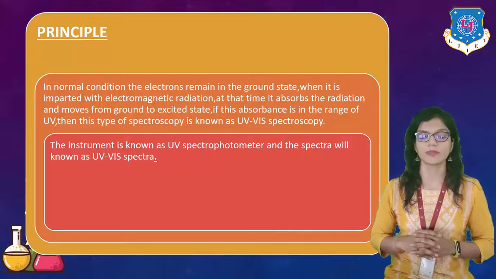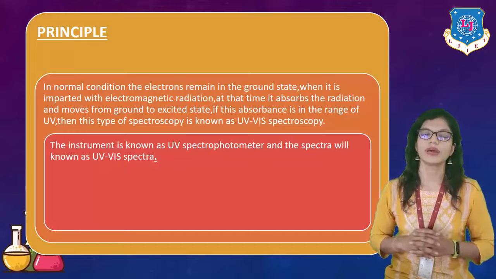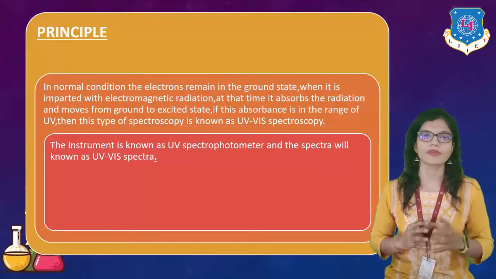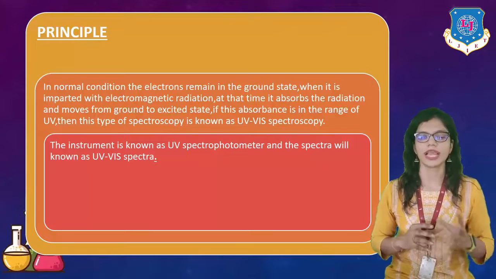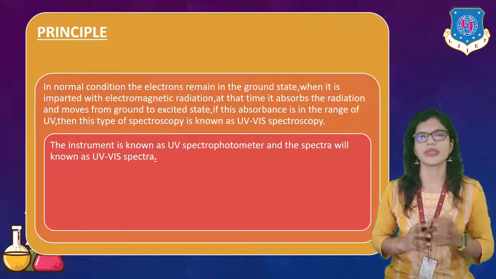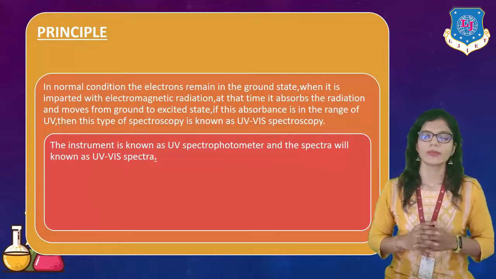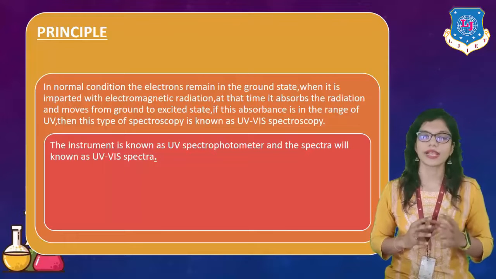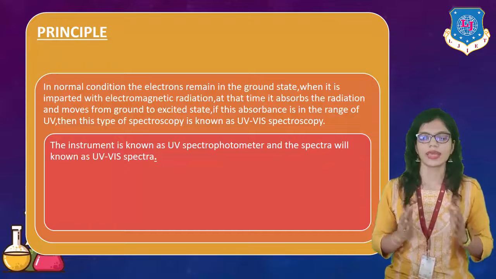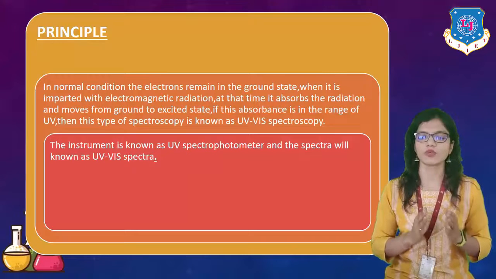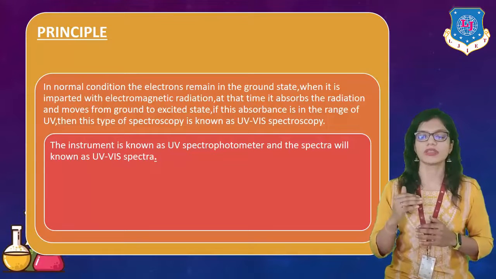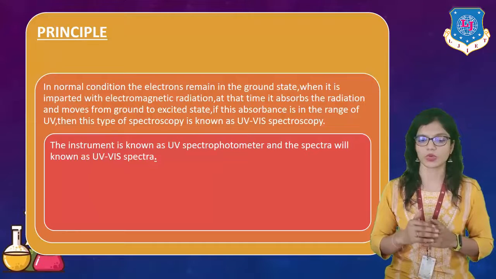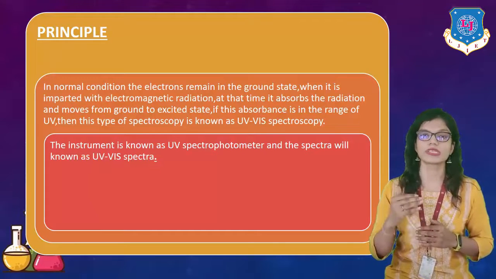Okay, now let's begin with the principle of UV visible spectroscopy. It gives you an idea of how it works and why the samples get analyzed in UV. So in normal condition, the electrons remain in their ground state. When it is imparted with a certain kind of electromagnetic radiation, it absorbs the radiation and moves from ground to excited state. Now, if this absorbance is in the range of UV, then this type of spectroscopy is known as UV visible spectroscopy.